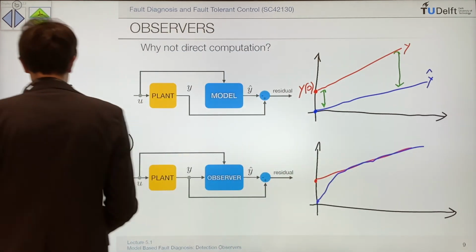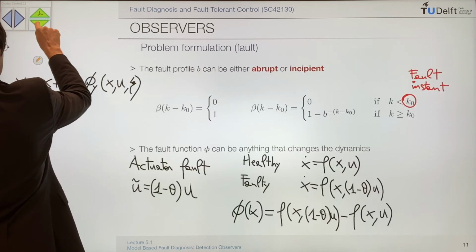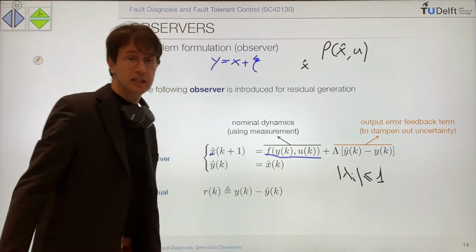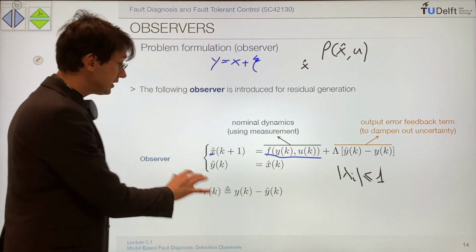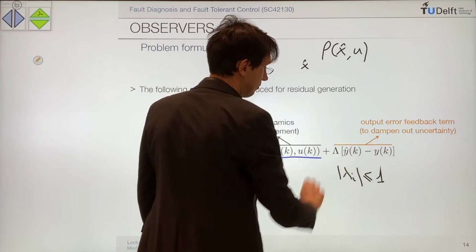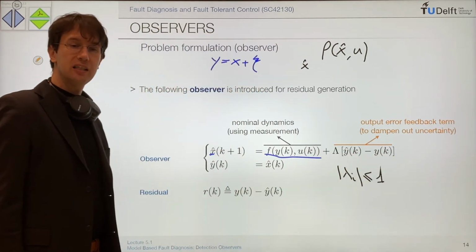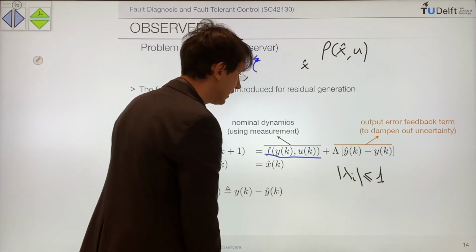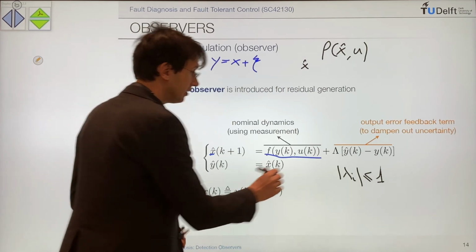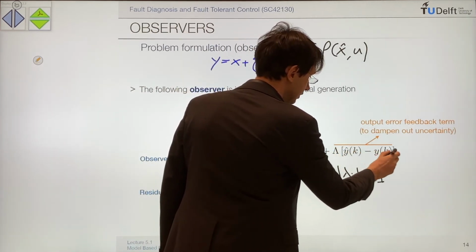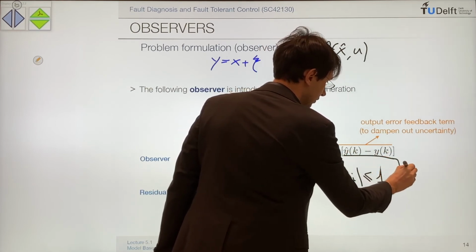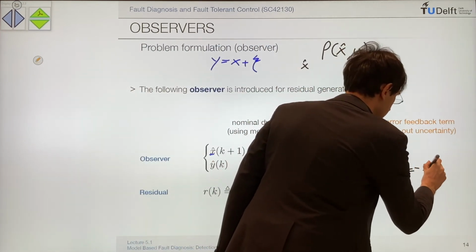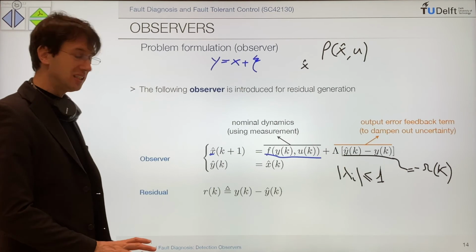But in our simplified case, we have the measurement of the state. So we can directly plug that in here, and so we simplify that a lot. It may seem trivial, but still this observer is dampening out measurement noise. Still, it is doing some useful thing. So at this point, the residual is y minus y hat, which basically means that what you have here is equal to minus the residual. Okay, so this is the observer.